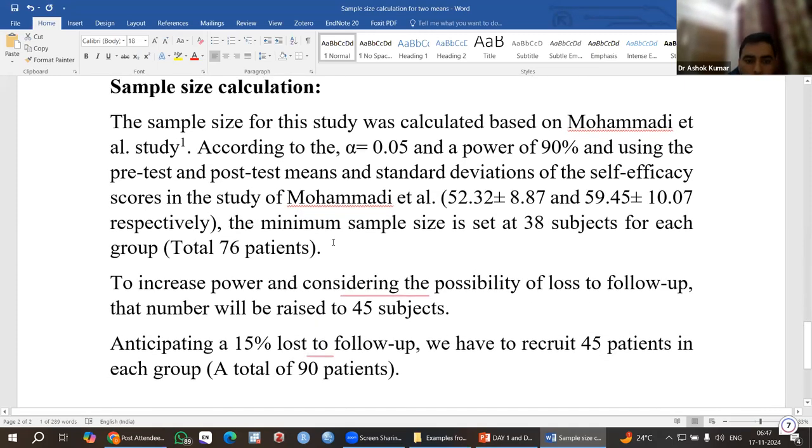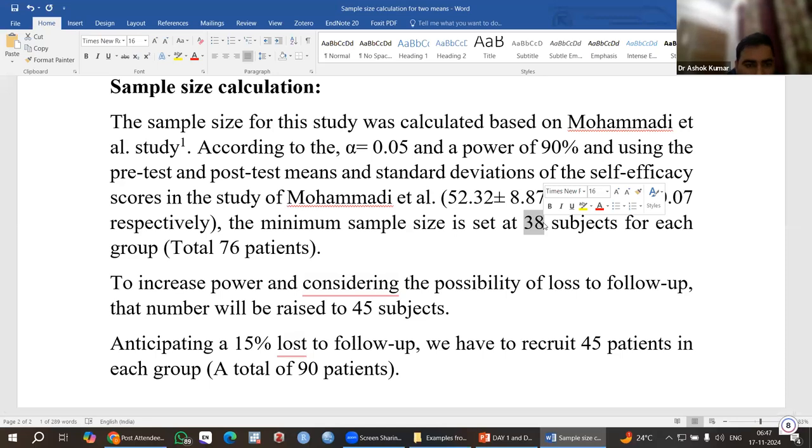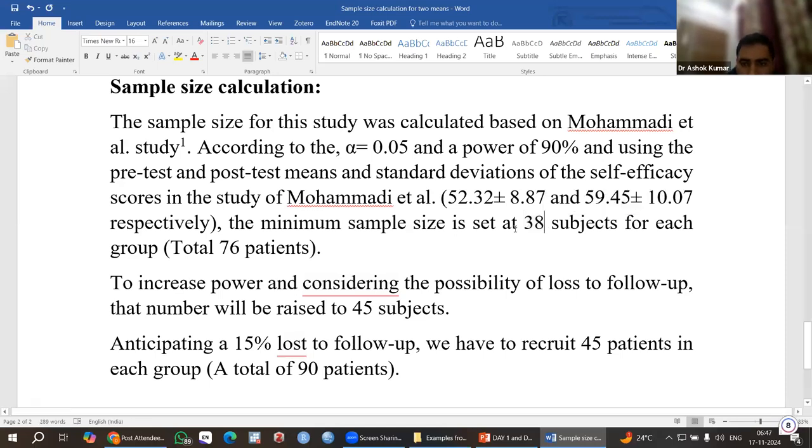So the minimum sample size, we can take it as 40 also, there is no problem. 45 we can take, but that minimum sample size, we cannot take less than 38. Okay, remember this. We cannot take 37. We can take 40, no problem. So 38 subjects for each group, total 76 patients.